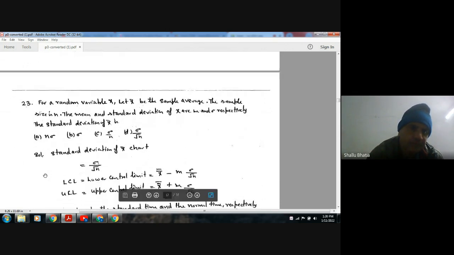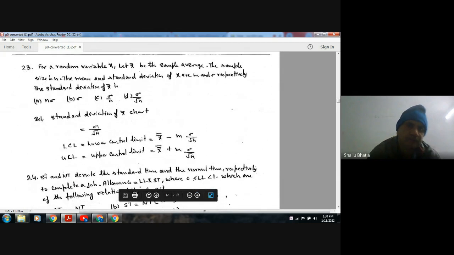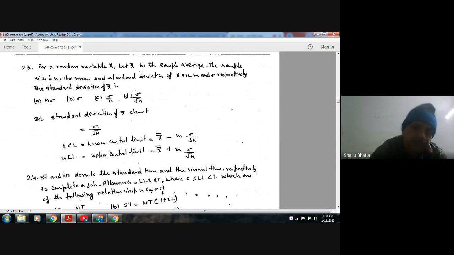Next, for a random variable x, let x bar be the sample average. The sample size is n. The mean and standard deviation of x are mu and sigma, respectively. The standard deviation of x bar is option A, n sigma, B, sigma, C, sigma by n, D, sigma by root n. So the standard deviation of x bar is sigma by root n.